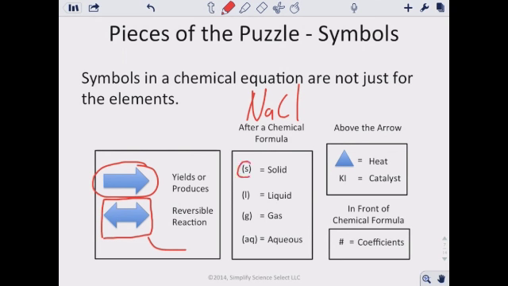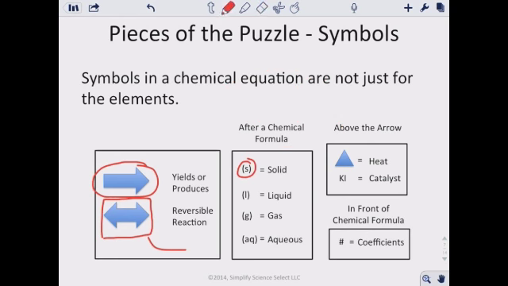If we have an S after that, it's a solid. If we have an L after that, it's a liquid. G after that is a gas. And the last one, AQ, so if we have AQ after it, that means it's aqueous, and that means it's just dissolved in water. So if I have something that looks like this, that means that it's just salt water.